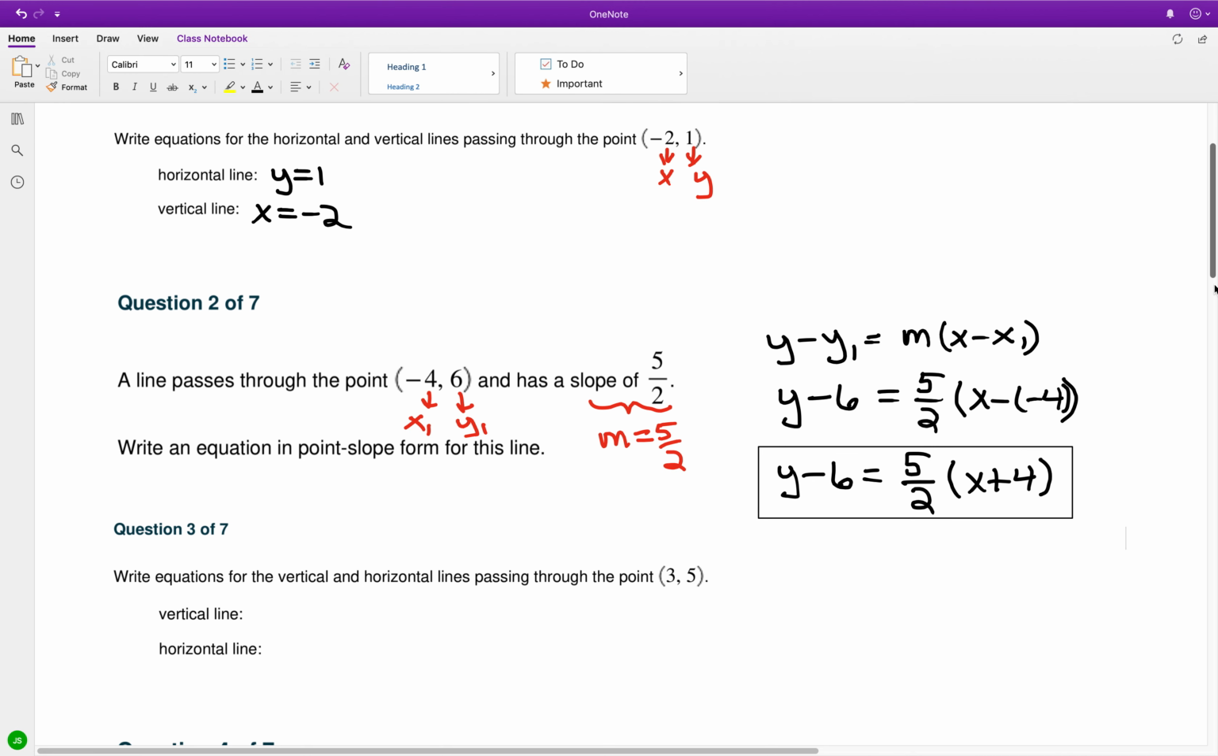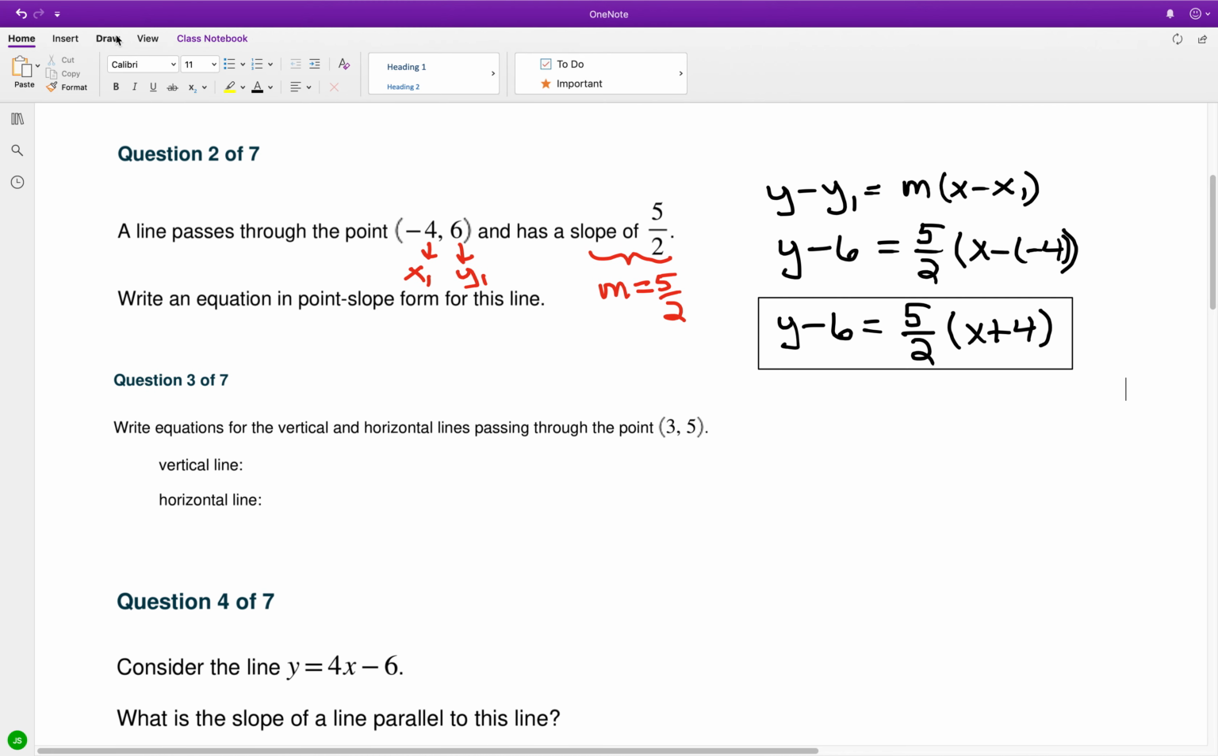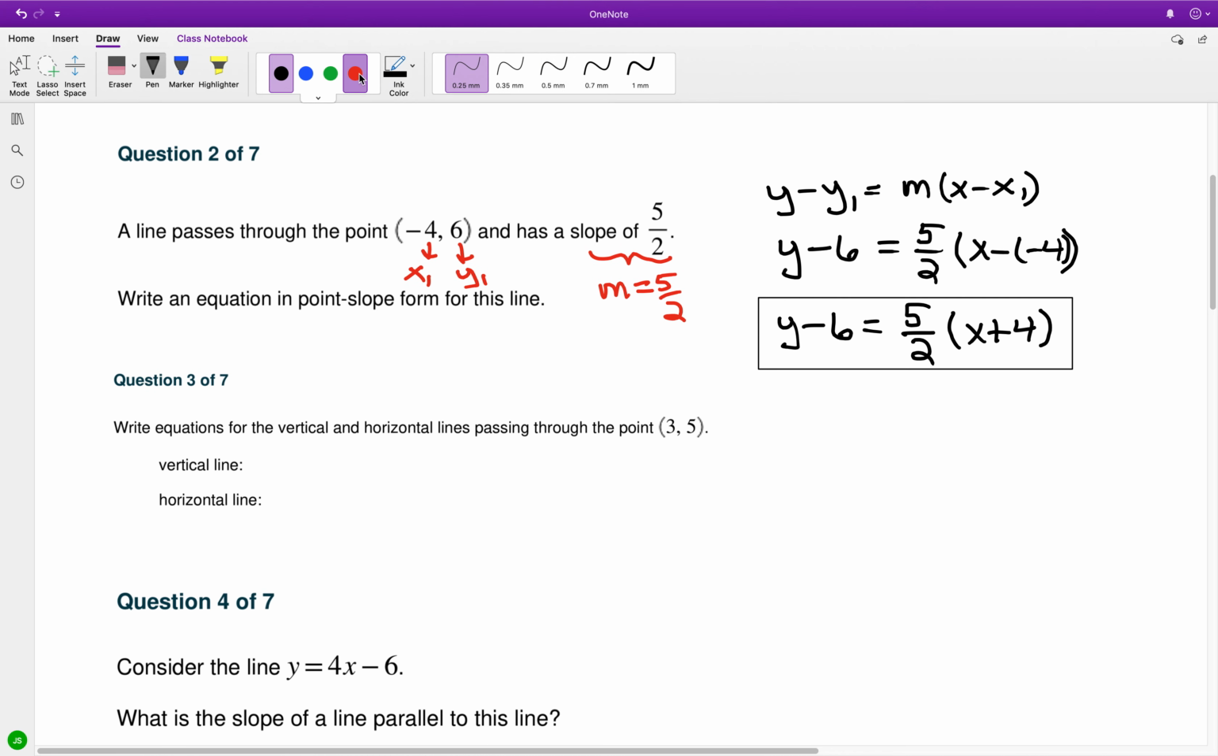Now, for question number 3, we have a little history to repeat. We have the ordered pair 3, 5. 3 is in reference to x, and y is going to be in reference to 5. So y is equal to 5, that's going to be for the horizontal line. And for the vertical line, this will be in reference to x values, so for the vertical line, we have x is equal to 3.